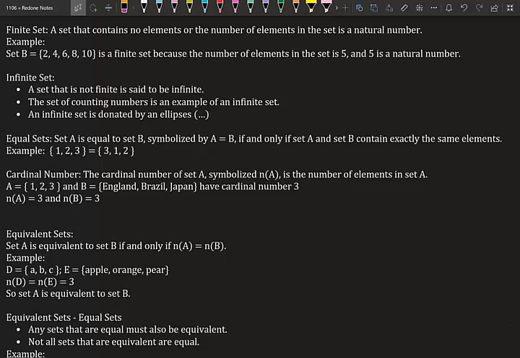Cardinal number. The cardinal number of set A, symbolized n of A, is the number of elements in set A. So set A, 1, 2, 3. Set B, England, Brazil, Japan, meaning they have 3 elements in each set. So their cardinal number, your number of things in set A is 3. Your number of things in set B is 3.